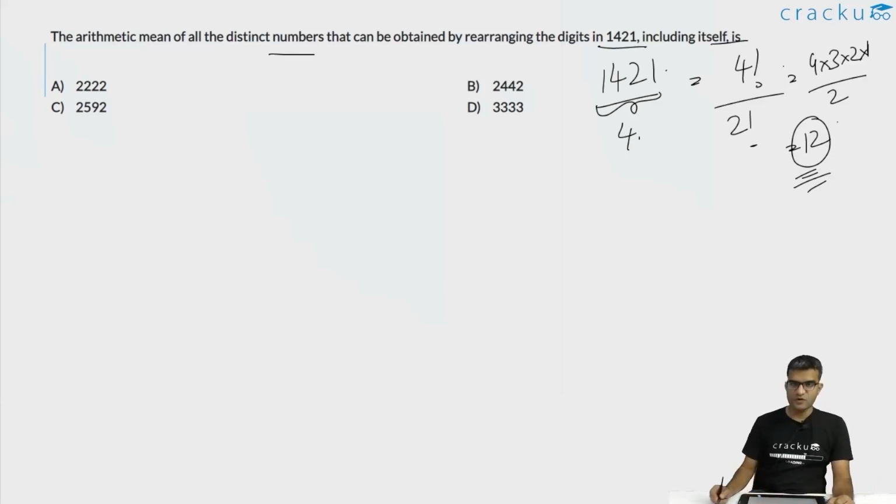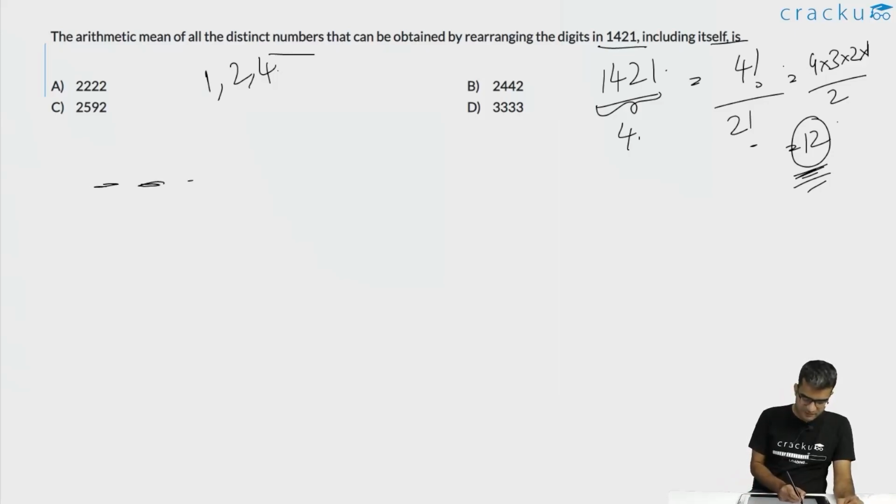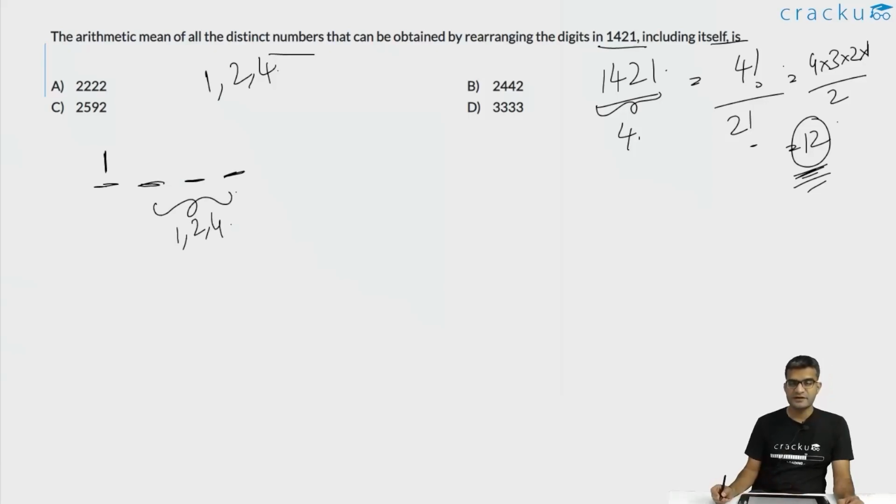You have 1, 4, 2, 1. The unique digits are 1, 2 and 4. Now out of these 12 numbers, when you are writing a 4-digit number, how many of them have 1 in the thousands place? If you have 1 in the thousands place, the remaining 3 digits can be 1, 2 and 4, because there are 2 ones. So the number of ways in which we can arrange them will be 6.